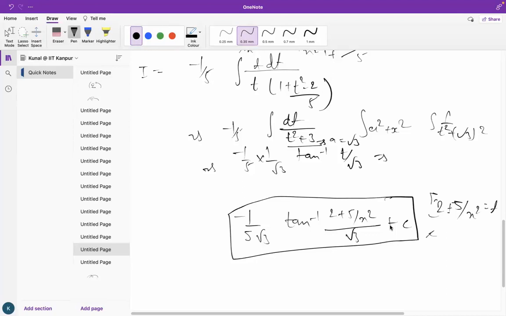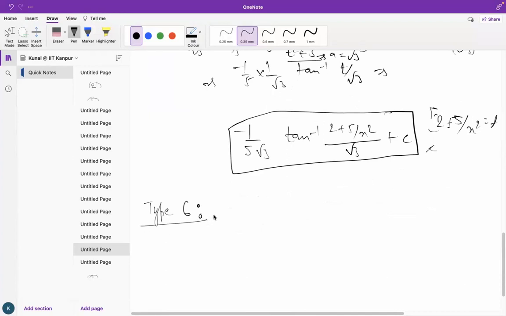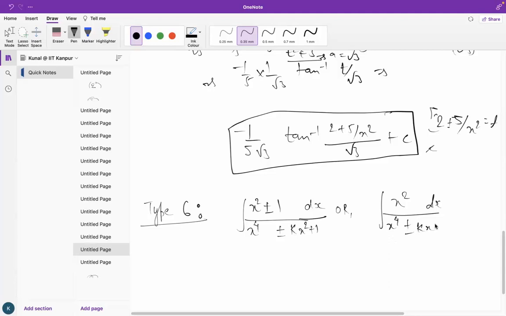So let's move on to the next type, which is actually quite important, because it is mainly asked in JEE Mains or sometimes in Advanced too. So let's move on to type 6. This type looks something like x square plus minus 1 divided by a biquadratic, x to the power 4 plus kx square plus 1, or x square dx divided by x to the power 4 plus minus kx square plus 1, or dx by x to the power 4, a biquadratic, plus minus kx square plus 1.